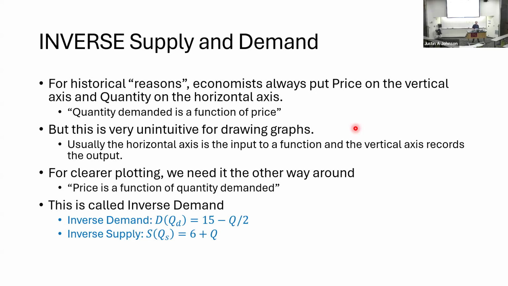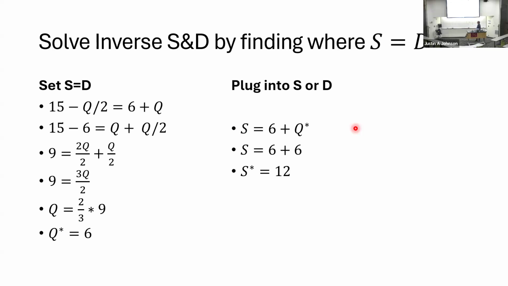Okay, so we're going to practice solving this one too. It's pretty darn similar to what we did. But the logic is just going to be the same. So set supply equals demand, and I'll put it in the right order this time. S equals D means we're going to have 15 minus Q over 2 equals 6 plus Q. And so our strategy is to isolate Q. So how do we do that? Let's first get these over onto one side. So 15 minus 6 is 9. And we're going to move this one over here. So Q plus Q over 2.